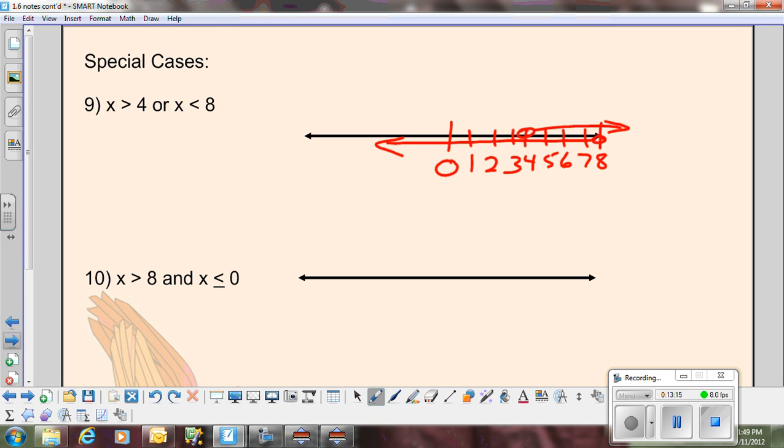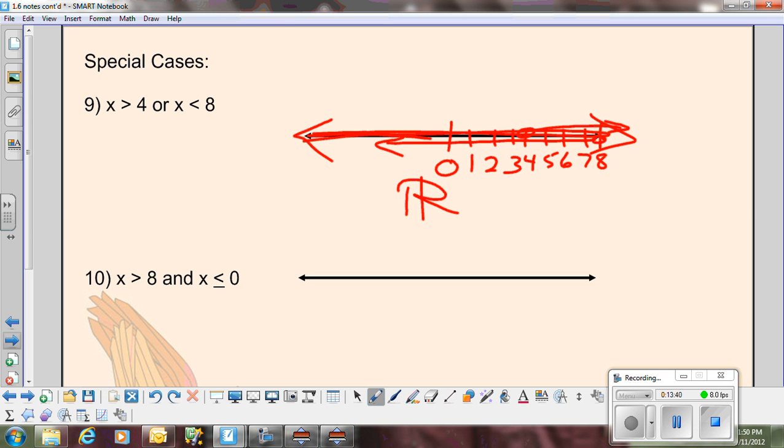Doesn't work. Well, it does work. It's or, one or the other has to be true. How much of the number line have we got covered? All of it. So the way to graph this is going to be the whole thing. The answer will be all real numbers. Okay?